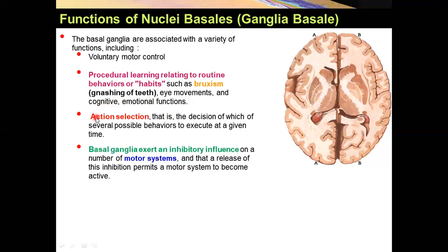Moreover, basal nuclei are shown to function in action selection. That is the decision of which of several possible behaviors to execute at a given time. And ultimately, basal ganglia exert an inhibitory influence on a number of motor systems, and a release of this inhibition permits a motor system to become active.